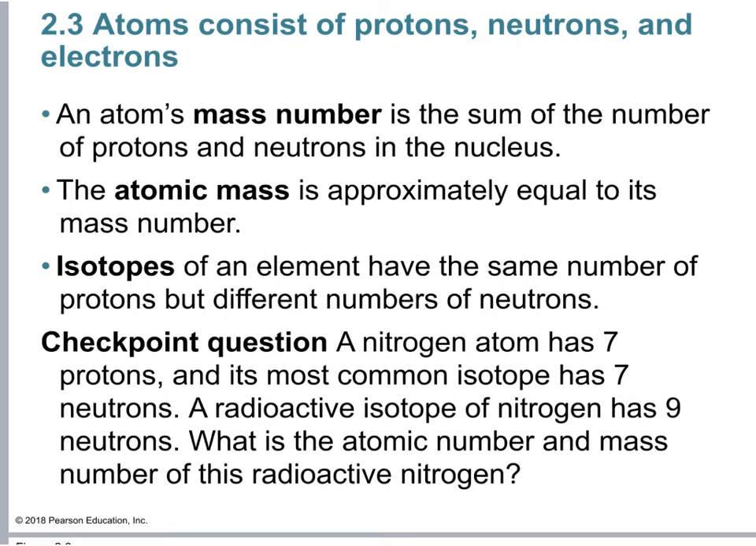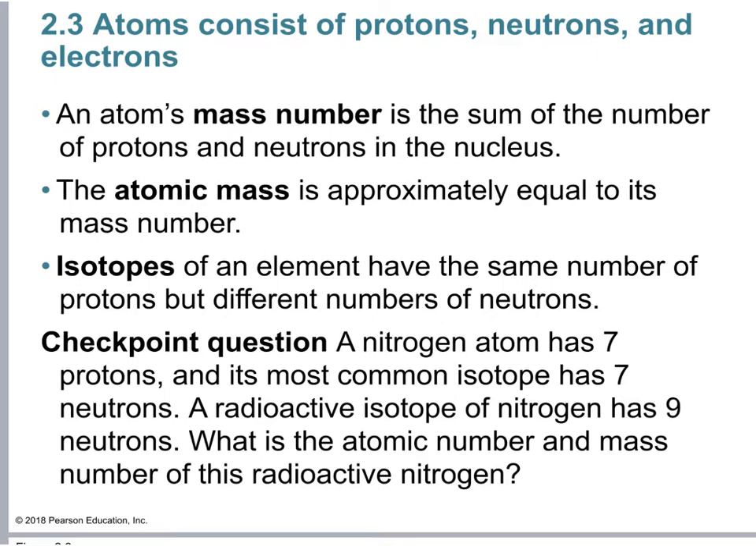So what other numbers are associated with an atom? Well, we have a mass number, and the mass number is the sum of the protons and neutrons in the nucleus. The mass of a proton and the mass of a neutron are almost identical and are expressed in a unit of measurement called the Dalton. So an atomic mass is approximately equal to its atomic weight, or its mass number, which is the sum of protons and neutrons.